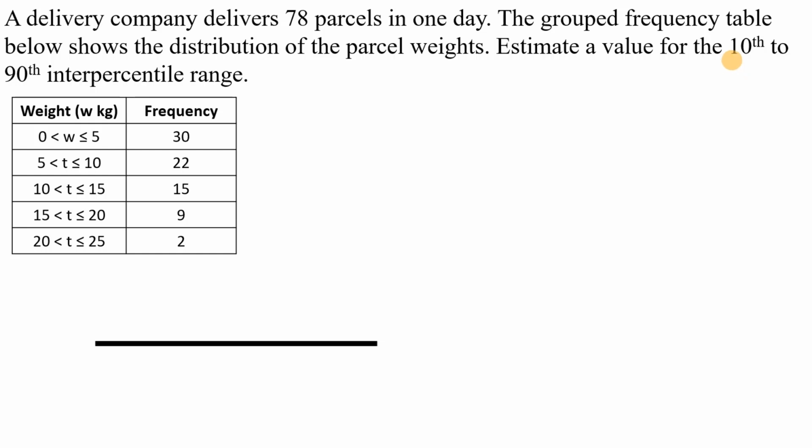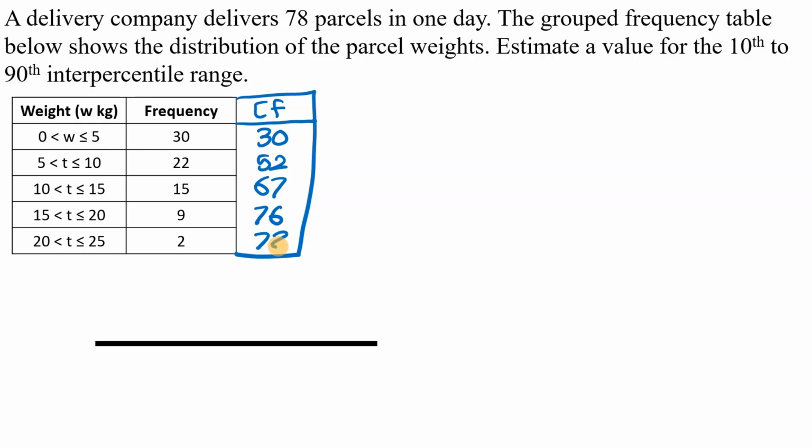So to do this, we need to find the 10th percentile and the 90th percentile. When you have a grouped frequency table like this, the first thing that you always do is find the cumulative frequencies, so CF. So this is 30, and then 30 plus 22 is 52, and then 52 plus 15 is 67, and then 67 plus 9 is 76, and 76 plus 2 is 78. So N, the number of data points, is 78, okay?